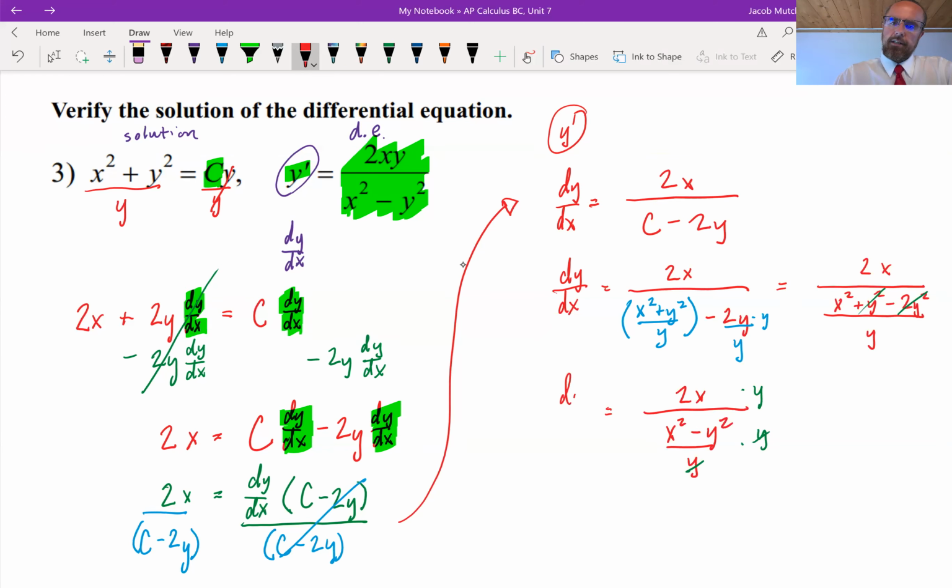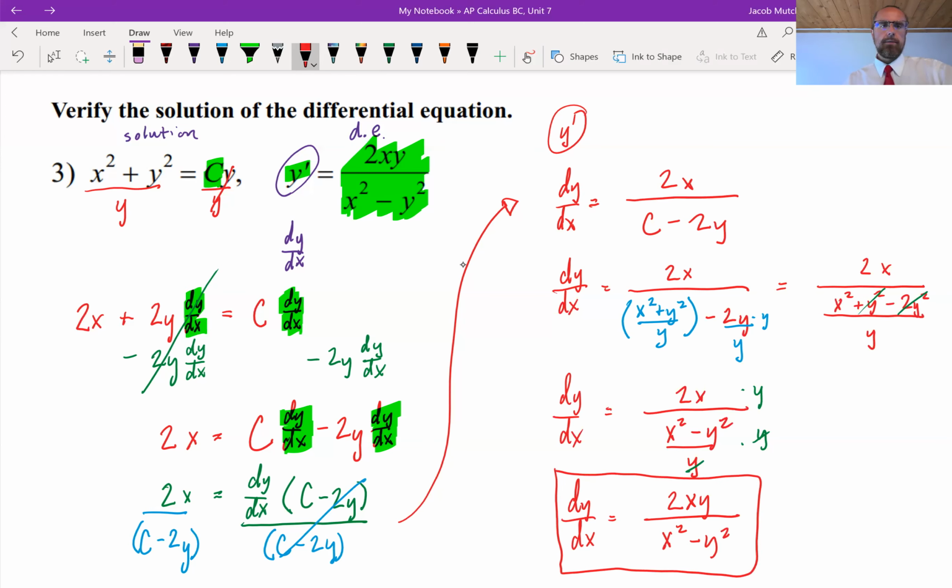And I'm just going to carry down, this is dy dx still. And with that cancellation, we have reached our final form, in my numerator 2xy over x squared minus y squared. And that completes my proof. Again, where we start is the solution equation. And our goal is to reach the differential equation from the solution.